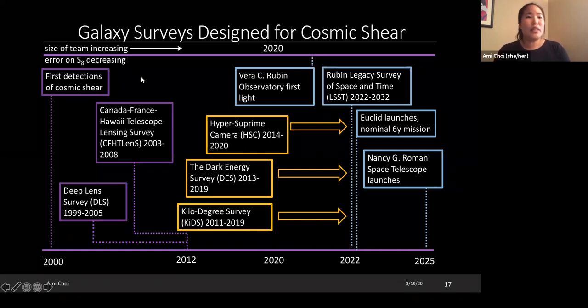And one last comment here is that as we've evolved from these first detections of cosmic shear, the error on S8 has steadily decreased and the size of the teams have steadily increased.